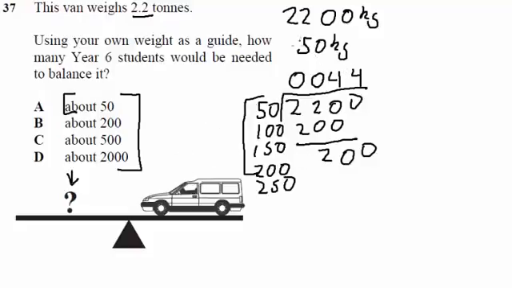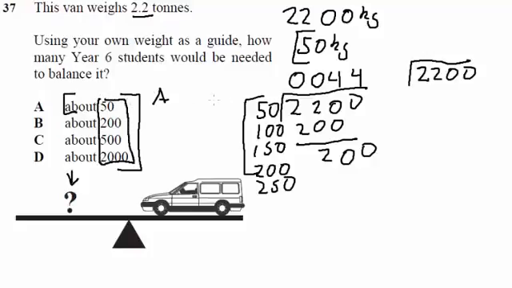Now, our original assumption was that a student would weigh about 50 kilos, and 44 kilos is very, very close to that. And so now we know that that is the answer, A, about 50 students. Now, the alternate way of doing this is you start with 2,200 kilos, and you divide the answer by these numbers here. Now, if we divide it by 50, it's the exact same process as we've already been through.